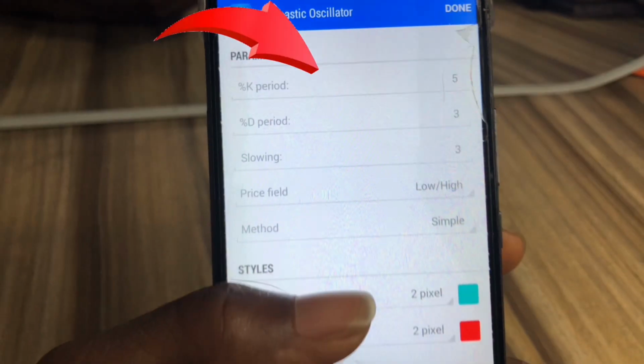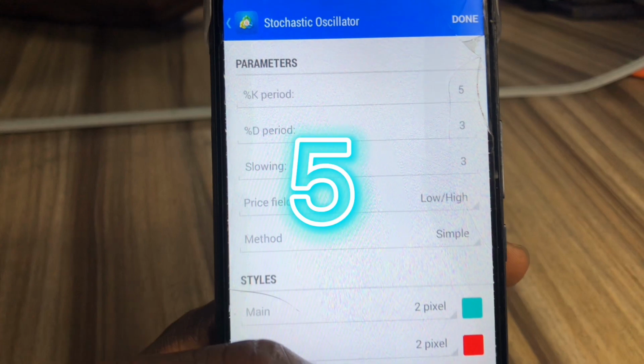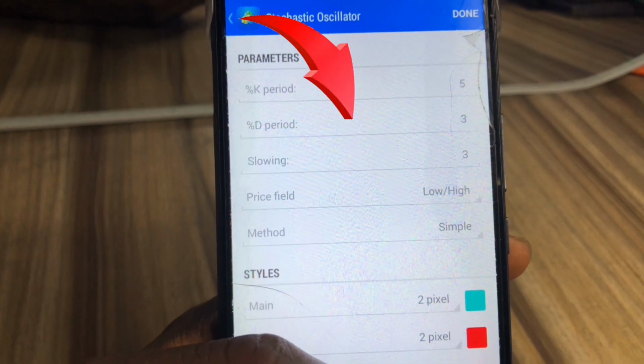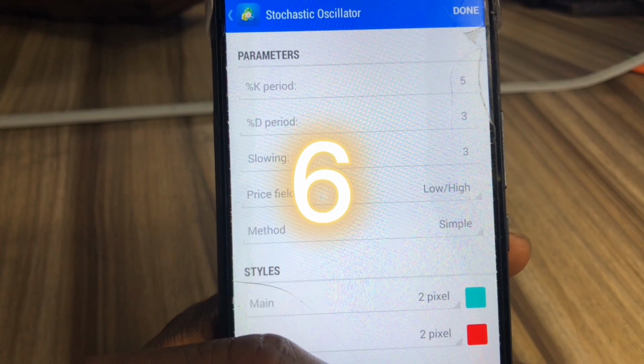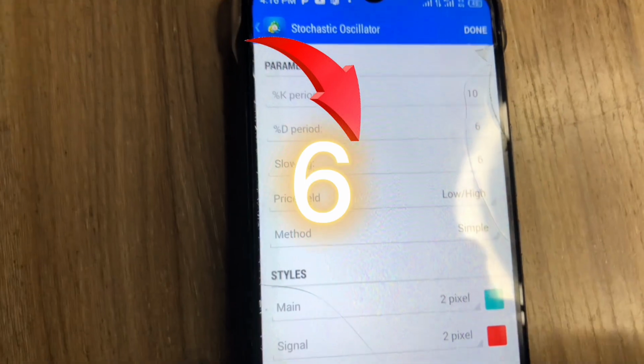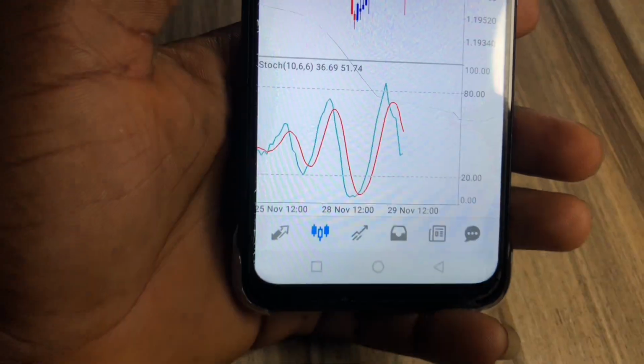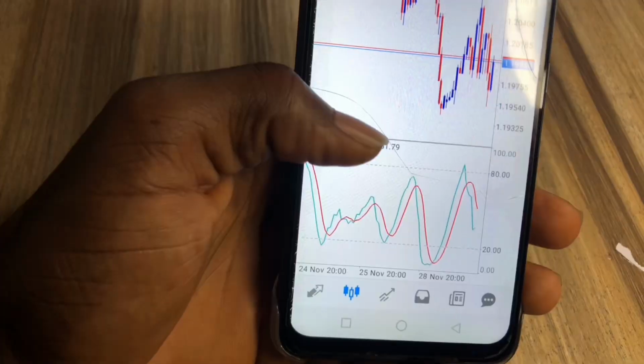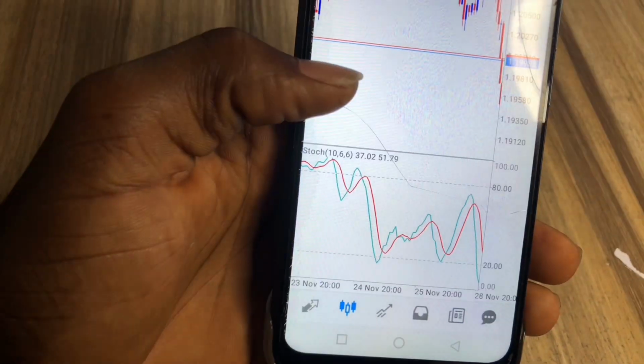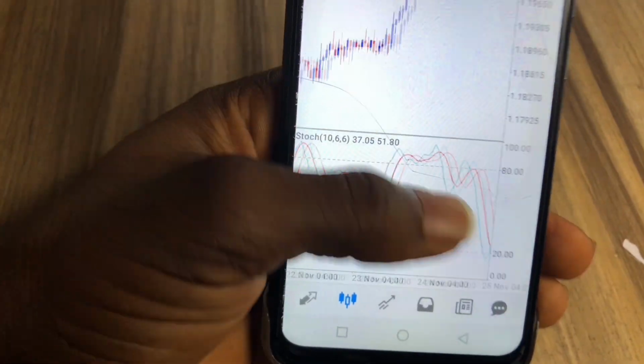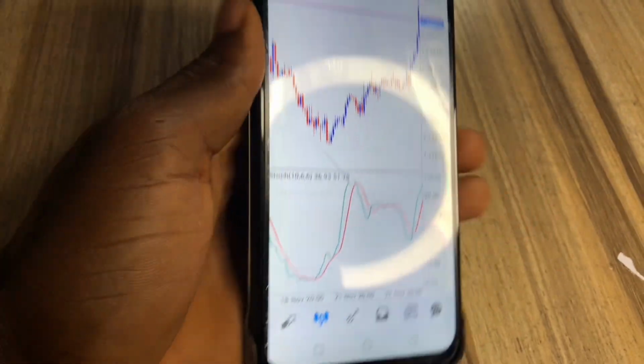For the percent K period, we're going to be changing it from 5 to 10, and the percent D period from 3 to 6, and also the slowing from 3 to 6. So I'm going to hit done. The stochastic indicator actually shows right here. Some of you guys will be asking, what's the difference between the stochastic indicator and the relative strength index? So yeah, let me break everything down.